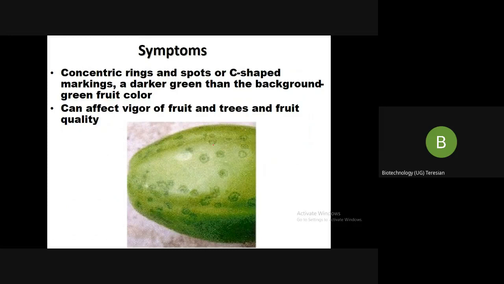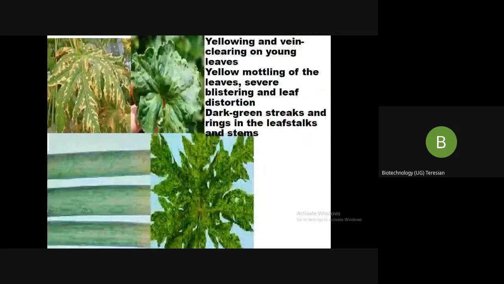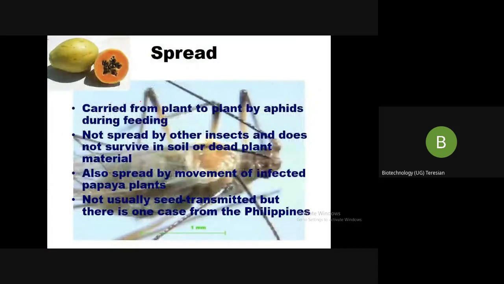It doesn't spare anything; it will affect the entire tree. For example, you can see yellowing and vein clearing on the young leaves, yellow mottling of the leaves, severe blistering and leaf distortion, and dark green streaks and rings on the leaf stalks and stems. These are some of the symptoms which clearly show that your papaya plant is infected by papaya ringspot virus. And how is it usually spread?